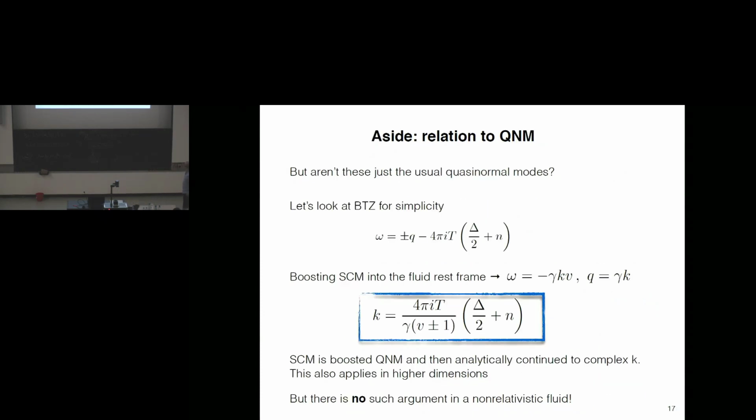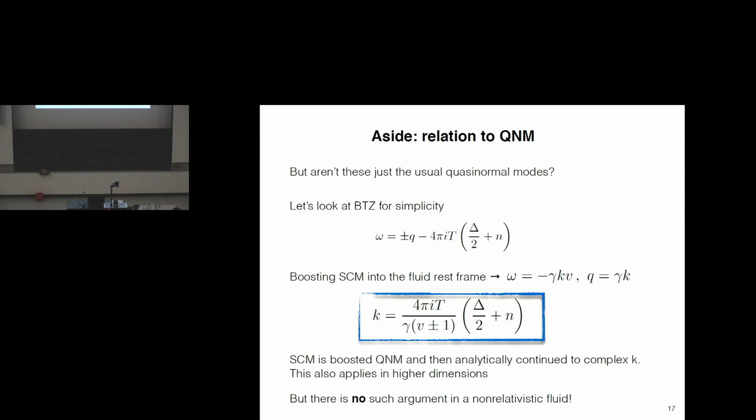So, I will do this very quickly because I'd like to tell you some evidence that this happens and some computations where it happens. People often ask, aren't these just quasi-normal modes? Well, that's not really the case. For example, we can write down the BTZ, 2 plus 1 dimensional black hole, which has the following quasi-normal mode spectrum. What you can actually do is a boost of the analytically continued version of this, where essentially you go to the fluid rest frame.